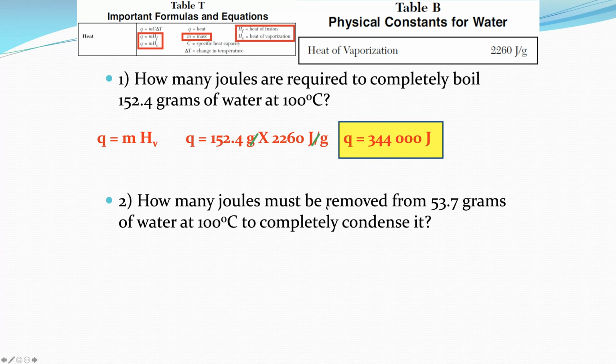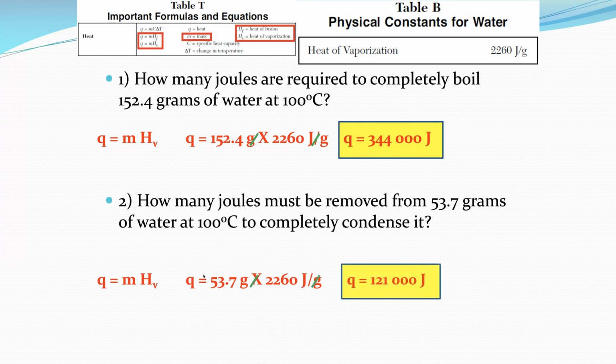How many joules must be removed from 53.7 grams of water at 100 degrees Celsius? Now, by the way, why are they saying at 100 degrees Celsius? Because in order to use heat of vaporization, we have to be at the boiling point. So we're not actually going to use this 100 degrees Celsius for anything. It's just telling us we're at the boiling point. Go ahead and use heat of vaporization. So we take the formula and we plug in the numbers and we get the canceling out of the grams, which gives us our joules required to condense it. So it's a very simple process to calculate this.